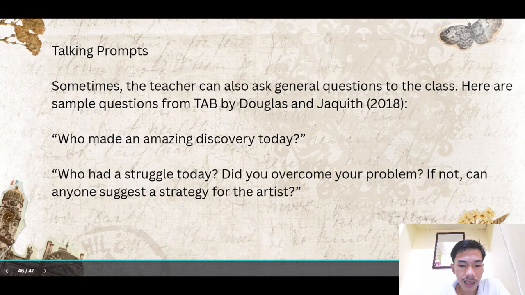So these prompts turn our class into a safe space where students learn, share, and grow together, not just as artists but as learners. So to facilitate our students on how to solve their problems, i-ask nila sila kung sa ilang mga struggle. So in that way, kanang struggle ma-turn na siya into a learning opportunity.